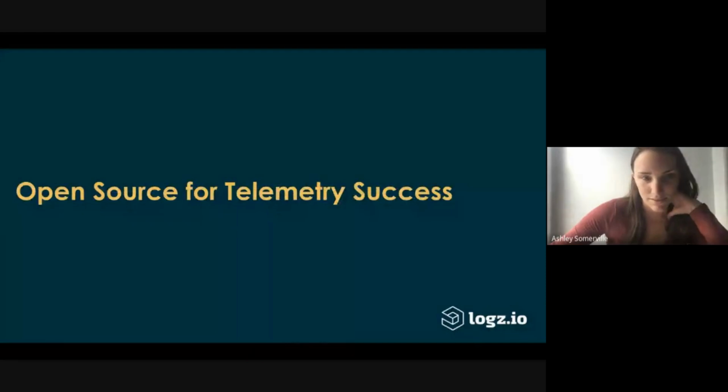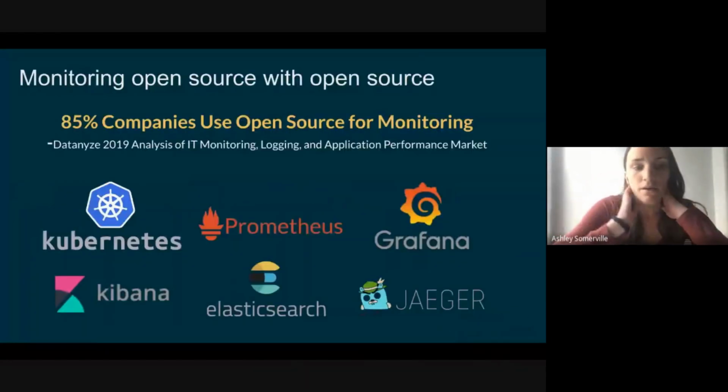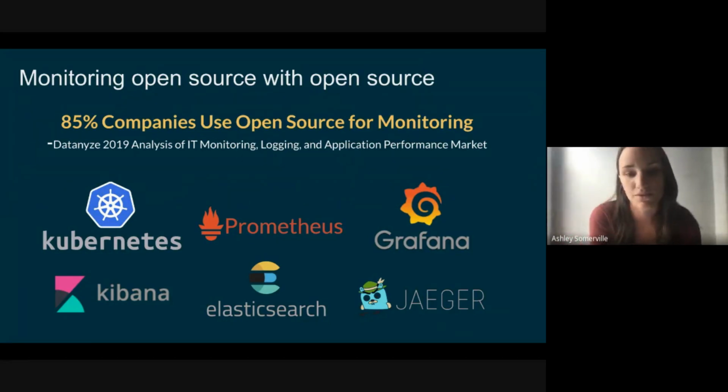So telemetry success and why open source is the solution. There's a survey that was done by Datanyze, which says that 85% of companies are using open source for monitoring. So you'll see some of the common open source tools here on this slide: Kubernetes, Jaeger, Grafana, Elastic. And like Roy mentioned, if you think about the next big company, the next big thing, we don't know what it will be. Nobody predicted Netflix, Uber, all of these big companies, but we do know a few things.